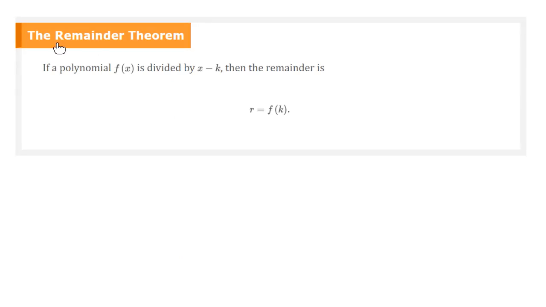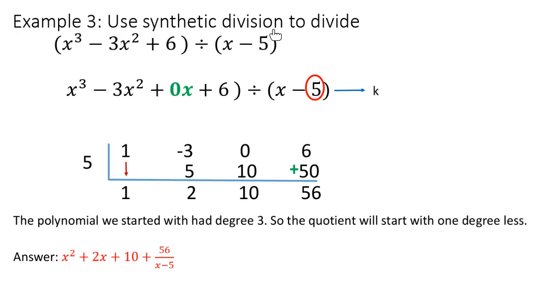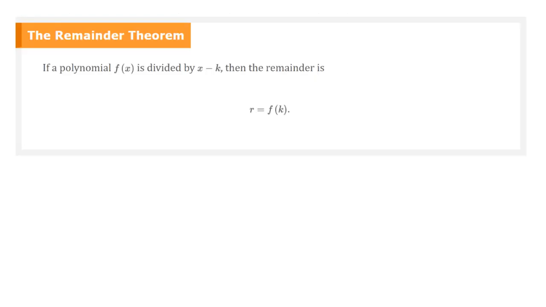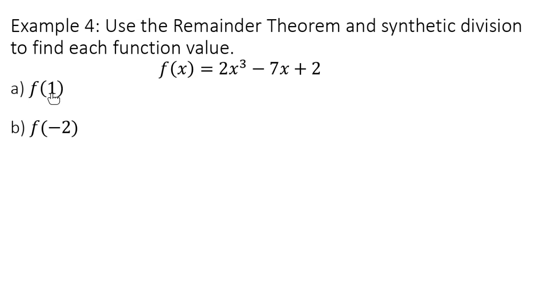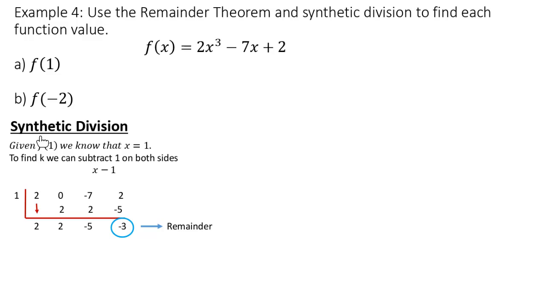Another thing that you're going to be asked to do is to use the remainder theorem. And so all this is saying is if you have a polynomial and you divide it by x minus k, so remember that's this right here, what it's saying is that the remainder is going to be r equals f of k. And so let me just put that into terms here. If I put this 1 in here, then notice what's going to happen. So we had f of 1, we know that x is equal to 1. And to find k, we can subtract the 1, so we would have this form here.